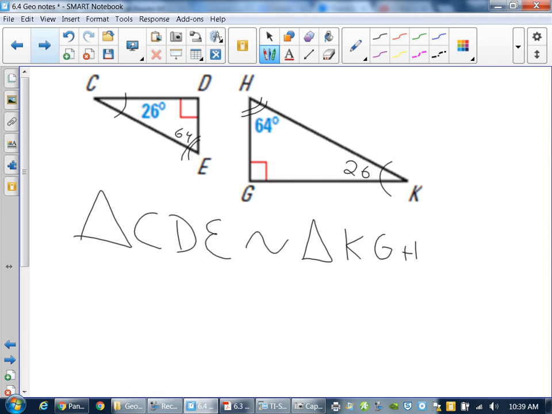Okay? Because now you can write out that similarity statement. You could write out all the different parts. You know what has to correspond. CD is to KG, DE, and so on and so on. Okay? But it starts with writing out those angle measures. Okay? Not too bad.